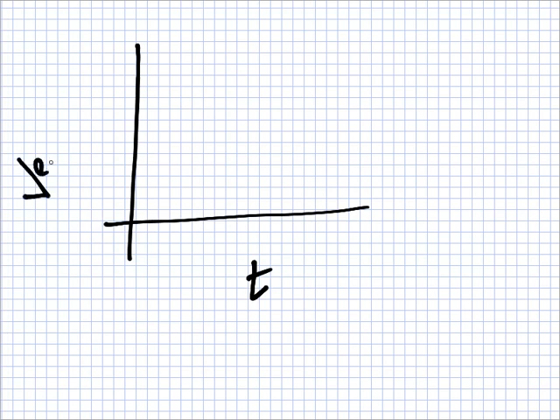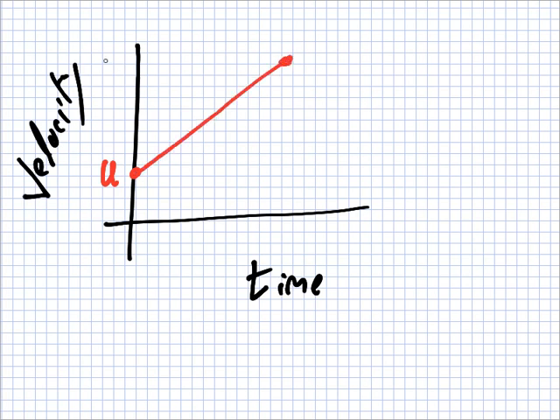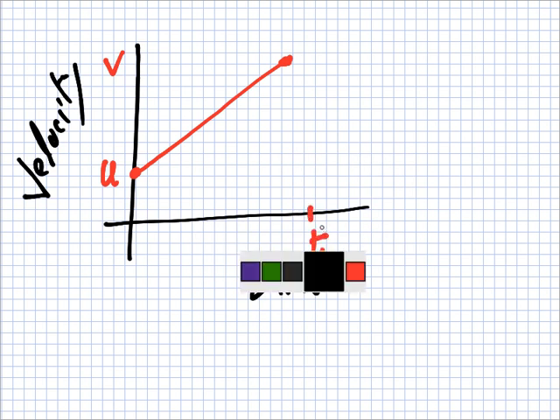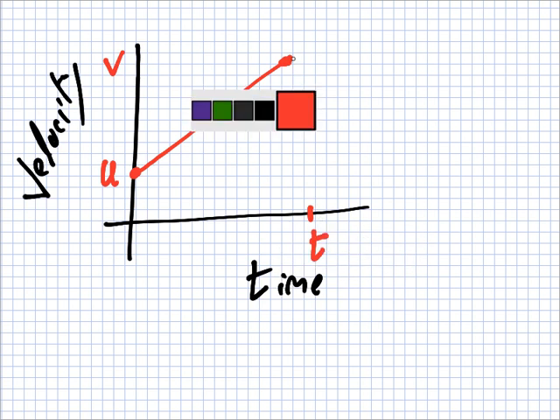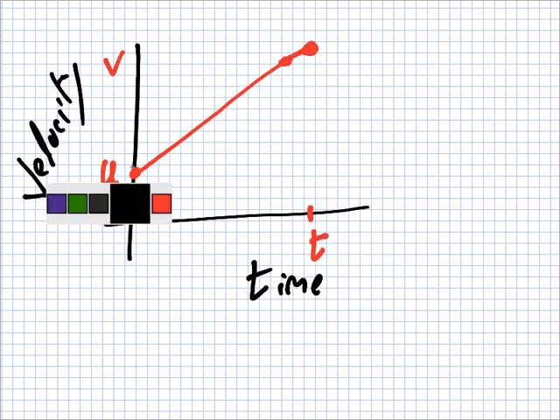Okay, so here is time and here is velocity. It starts at U, and if it's uniform, it means it accelerates, so it must be a straight line. If it does this, that is bad, because it means the acceleration changed. So the acceleration is constant. This point here is T.